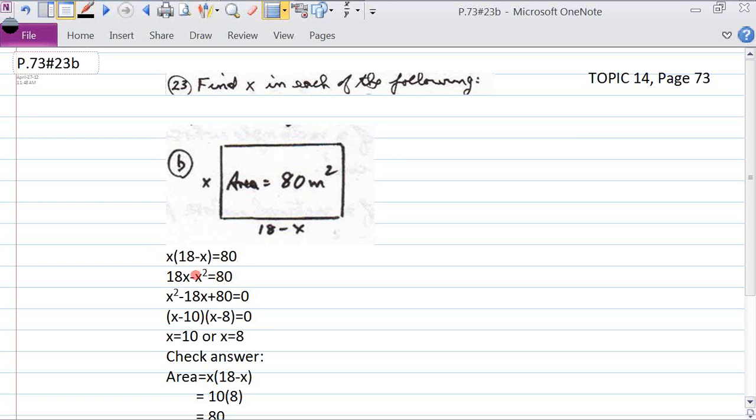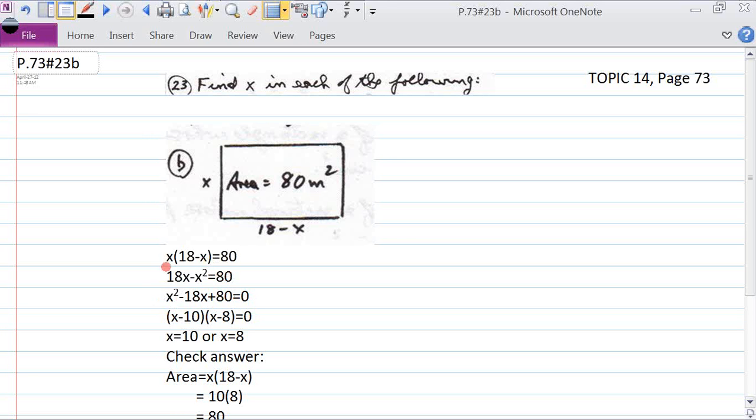So I get 18x minus x squared when I use the distributive rule. x times 18 gives me 18x. x times minus x gives me minus x squared equals 80. And now what I'm going to do is just bring everything from the left to the right. So this will become plus x squared, and this will become minus 18x plus 80 equals 0. So I get everything on one side.